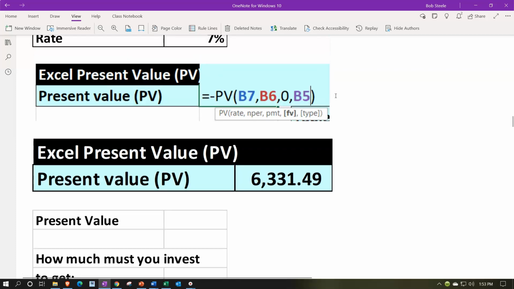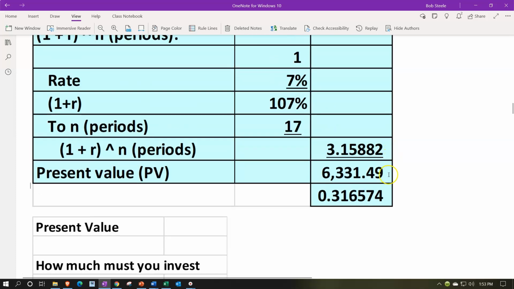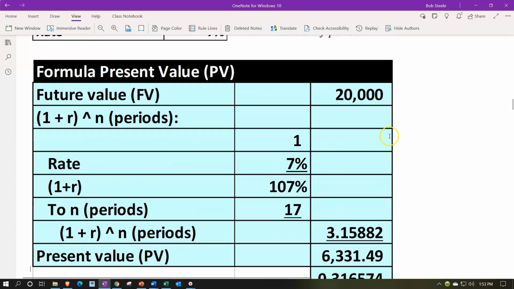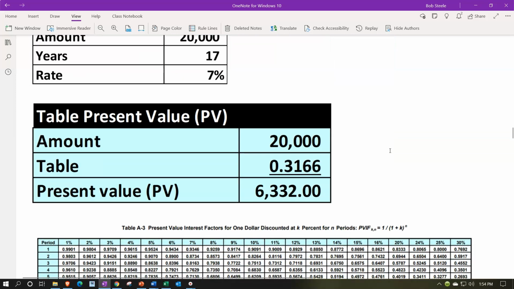If we were to take the table out more than 4 digits, we could see that we came to 0.31657 by taking this amount divided by the 20,000. That's how you can construct the table. 0.31657 is rounded down here to 0.3166.